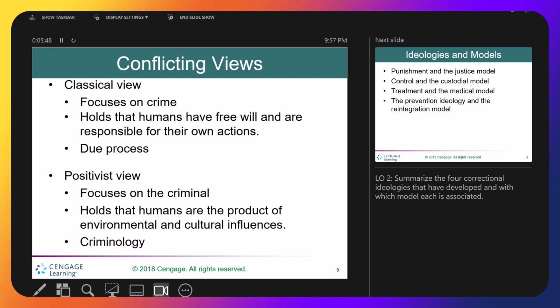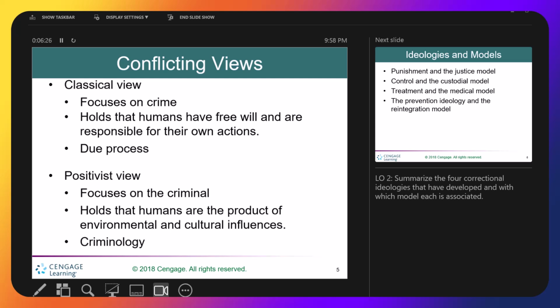So when we think in terms of our views about crime, we have a couple of conflicting views to look at. The classical view focuses on the crime and holds that humans have free will and are responsible for their own actions, looking at due process. People can stop committing crime if they want to. They choose to commit crime, and they're responsible for their own actions. You can't blame anybody else for what they do.